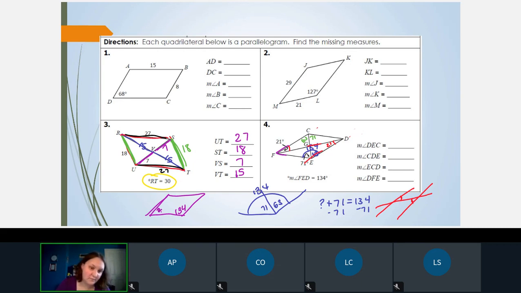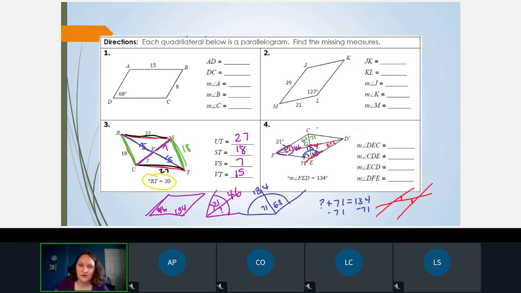46. Okay. Why did I need to know that? Well, now that I know that this whole big angle is 46, I can find that missing piece using our angle addition again. If we have a big angle that's being split, the big angle is 46, and one piece of it is 21, what would be the missing piece? What do you think?